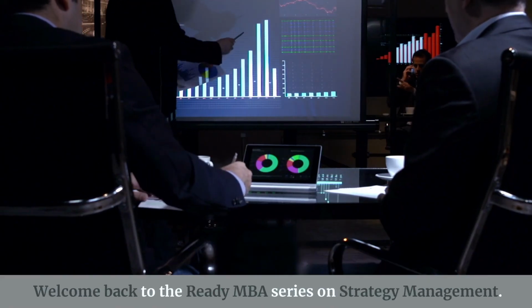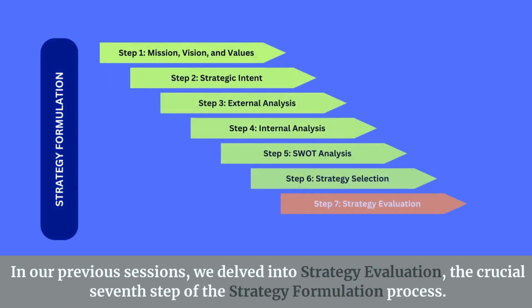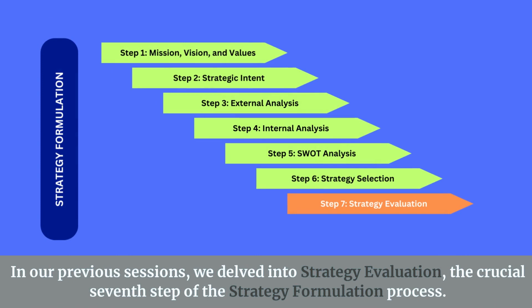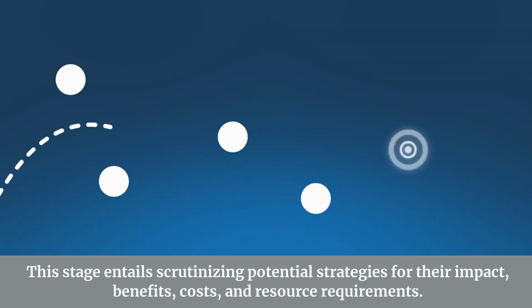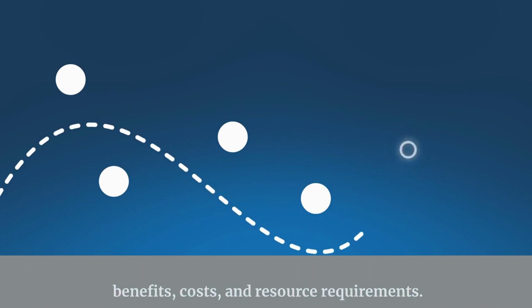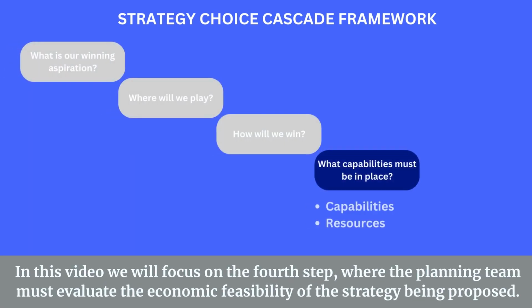Welcome back to the Ready MBA series on strategy management. In our previous sessions, we delved into strategy evaluation, the crucial seventh step of the strategy formulation process. This stage entails scrutinizing potential strategies for their impact, benefits, costs, and resource requirements. We introduced the strategy choice cascade framework, based on the book Playing to Win, to help the planning team create effective strategies. In this video, we will focus on the fourth step, where the planning team must evaluate the economic feasibility of the strategy being proposed.